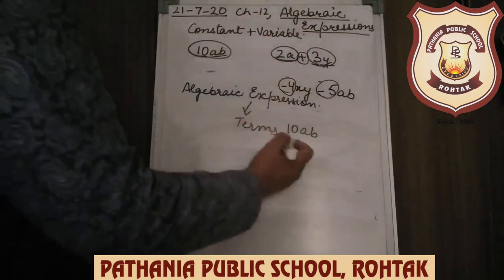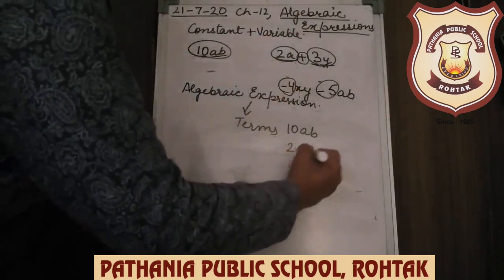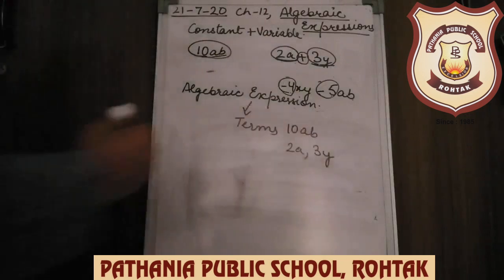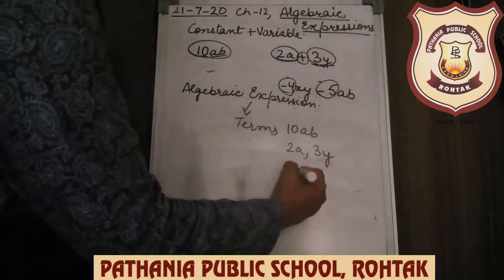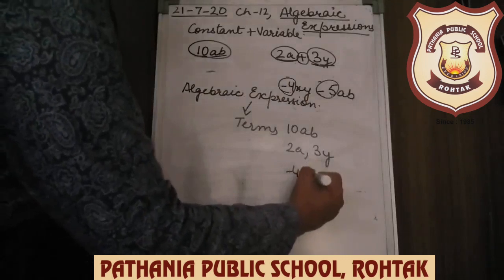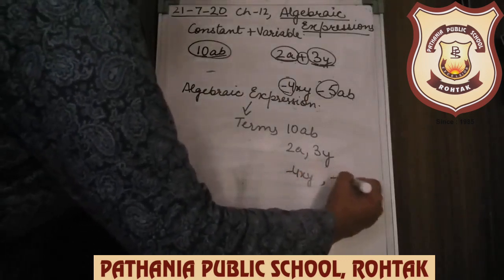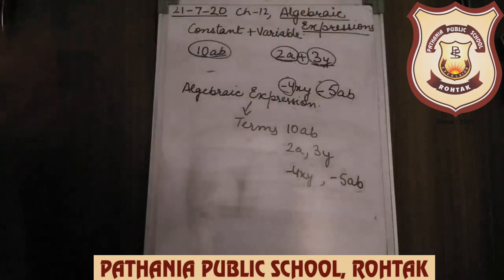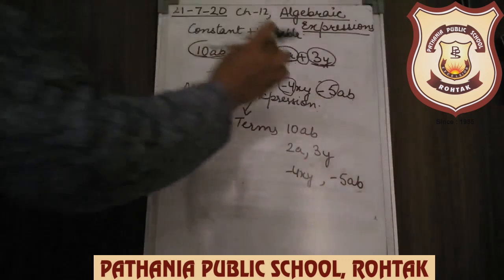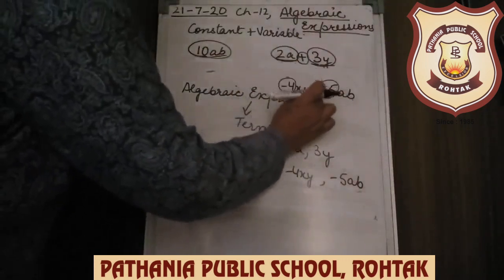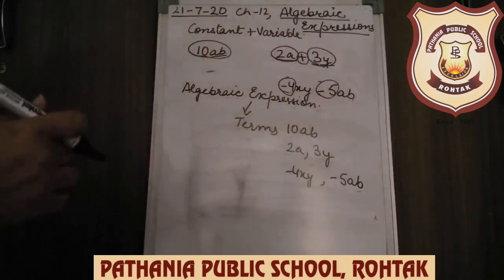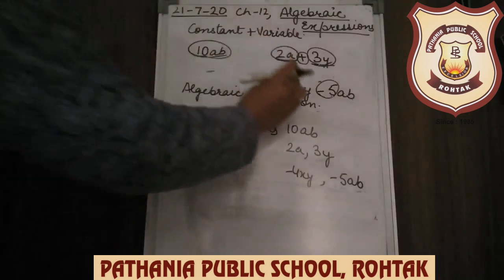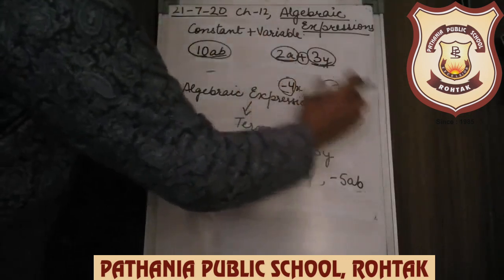In this one the terms are 2a, 3y. In the third one, minus 4xy and minus 5ab are the terms, separated by the plus or minus sign. These are the terms. Is that clear? Each complete one is a term.